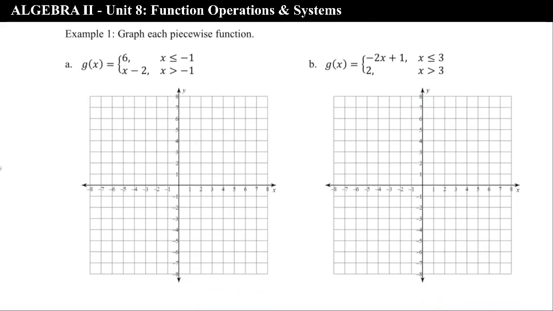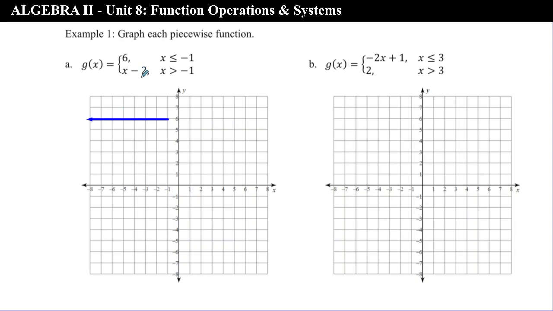So let's start off with a couple of basic examples. Let's start with g of x equals 6 when x is less than or equal to negative 1, or x minus 2 when x is greater than negative 1. So we're just going to graph both of these. We're going to start with 6. We know that when x is less than or equal to negative 1, it's just this constant function that goes this way.